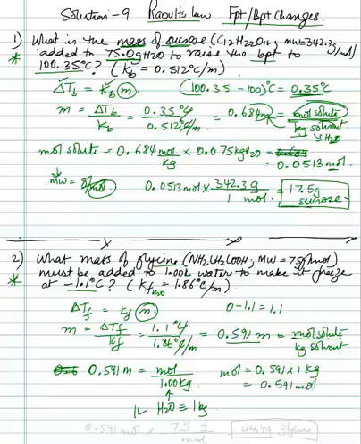0.591 moles. Once you have that, 0.591 moles of glycine, you calculate the mass using the formula mass, which is 75 grams per mole. So this is 44.4 grams of glycine. That is how much glycine you will need to add to 1 liter of water to make the water freeze at minus 1.1 degrees Celsius.